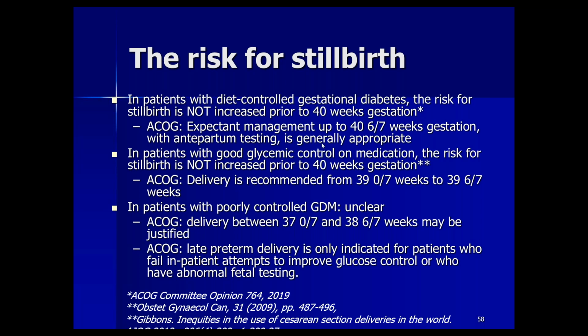Looking at the risk for stillbirth, I alluded to the fact that it is really not significantly increased for patients who are under good glucose control. So ACOG will tell you expectant management is okay and generally appropriate up to at least 40 weeks gestation. If they're on medication, again, the recommendation is 39 to 39 and 6/7 weeks delivery, but not earlier than that. In patients with poorly controlled gestational diabetes, delivery gets to be possibly earlier, depending on whether they've got preeclampsia or other things going on as well. But late preterm delivery is not the standard of care for these patients.